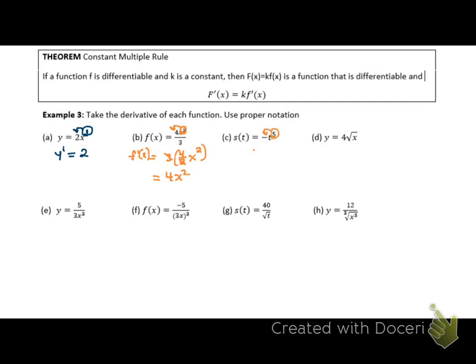For part C, we're taking the 5, moving it to the front. 5 times negative 1 is negative 5t. We're subtracting 1 from the exponent, so we get 4. So s prime of t is negative 5t to the 4th power.